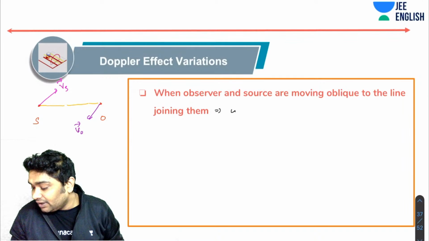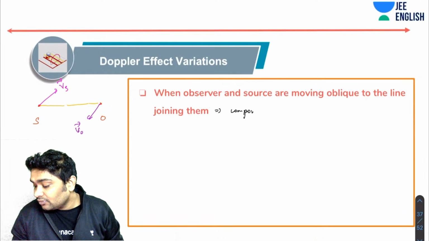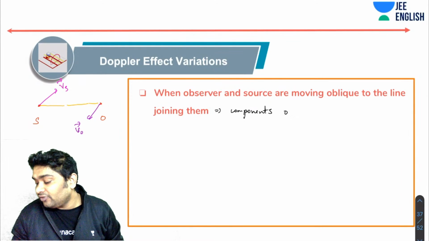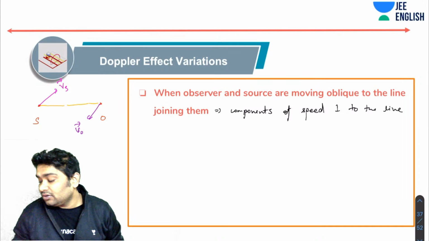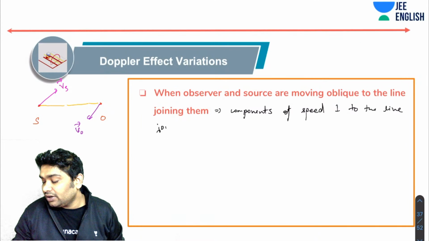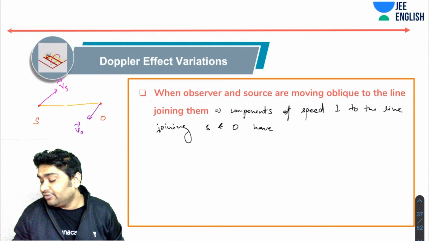So components of speeds perpendicular to the line joining S and O have no effect on frequency.